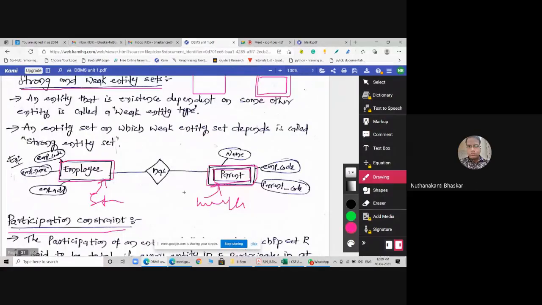Now I can give one more example also. Employee has parent. But as I told you, all employees are not parents. Only some of the employees are parents. So this is a partial participation. Yes or no? Now, has parent: here, this is a parent, so it is a total participation. Understood? All of you understood?